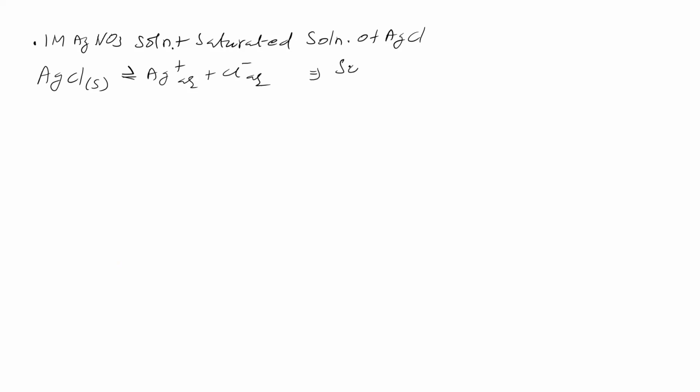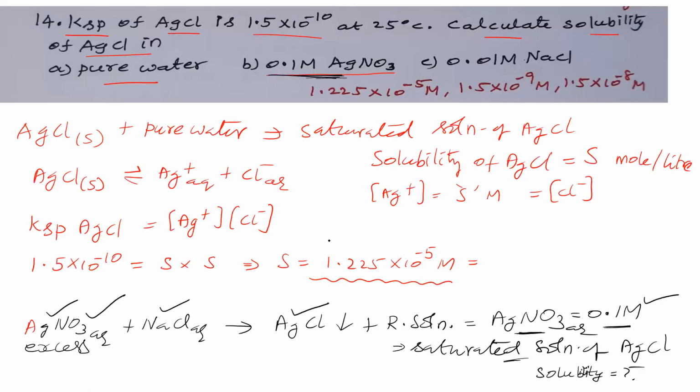Now, the solubility of AgCl in this saturated solution, shall we take it as S1 molar, or shall we take the same S molar? S is the solubility of AgCl in pure water. Now, will the solubility of AgCl in AgNO3 solution be the same as in pure water, or different?